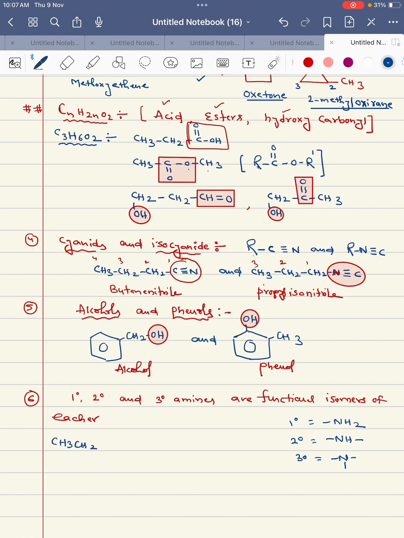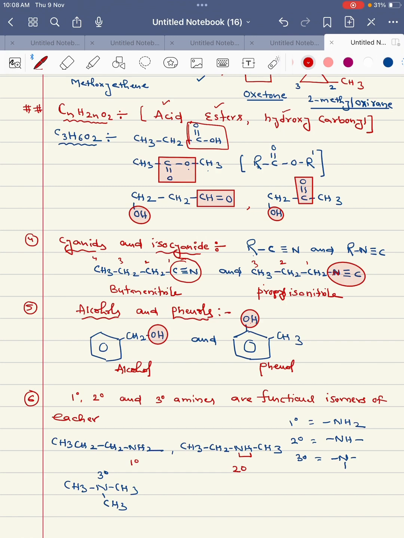CH3, CH2, CH2, NH2 is there. Tell me, students, which kind of amine it is. The NH2 group is there, so it is called a 1 degree amine. Next, a 2 degree amine will be written CH3, CH2, NH, CH3. Now this is called a 2 degree amine. And next, the 3 degree amine: CH3, N, CH3, CH3. So this is called a 3 degree amine.